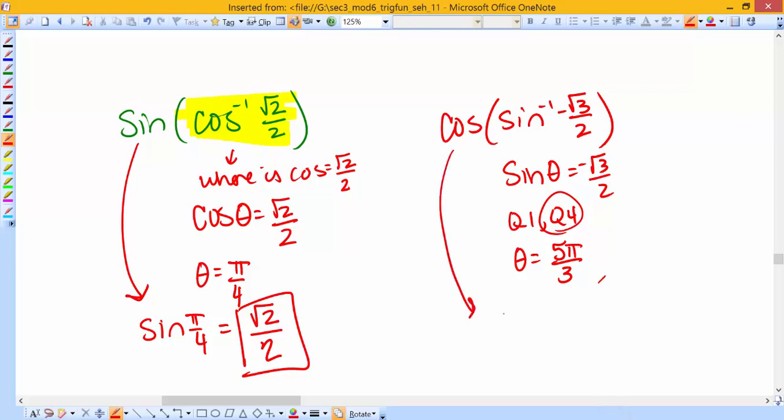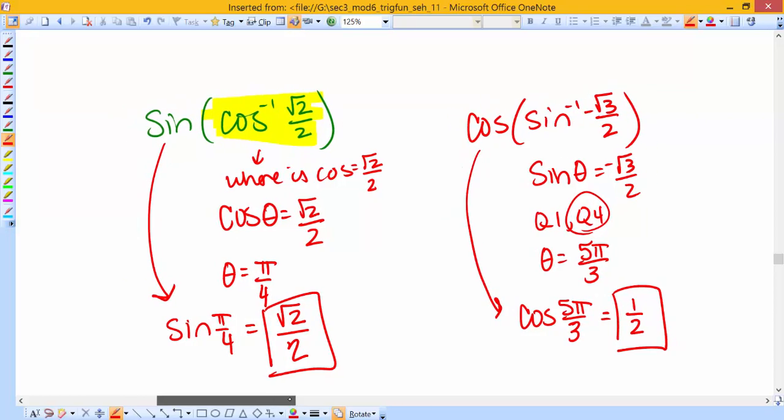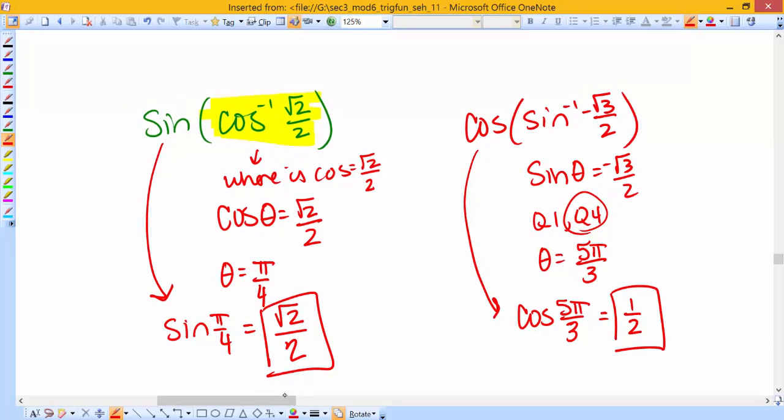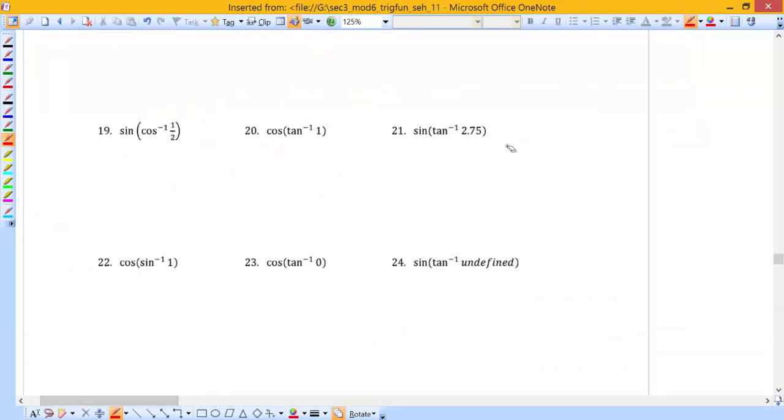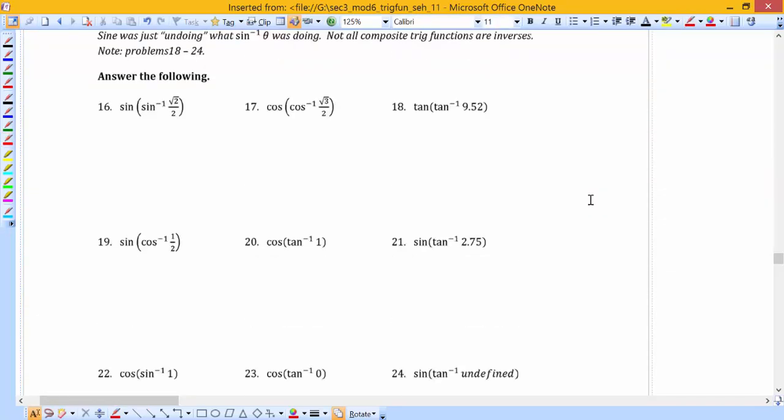Now I'm going to bring my cosine down. And now I want the cosine at 5 pi over 3. So you're already there. The cosine at 5 pi over 3 is 1/2. So they're not too bad, you guys. Again, you could use your calculator for the ones that aren't on the unit circle. I really want you guys to focus on the ones that are on the unit circle. If you don't do 21, I'm okay with that.